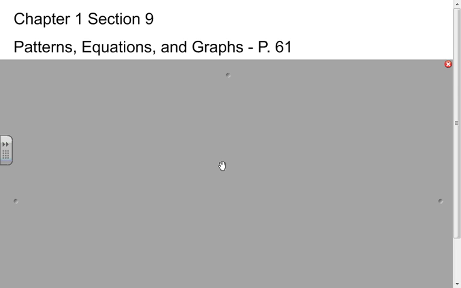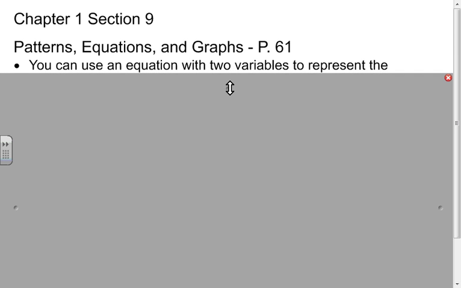Hey everybody, this is Chapter 1, Section 9. Title is Patterns, Equations, and Graphs. Starts on page 61. We're going to take a look at all three of these things today, trying to figure out patterns, turn them into equations, and then turn them into graphs.